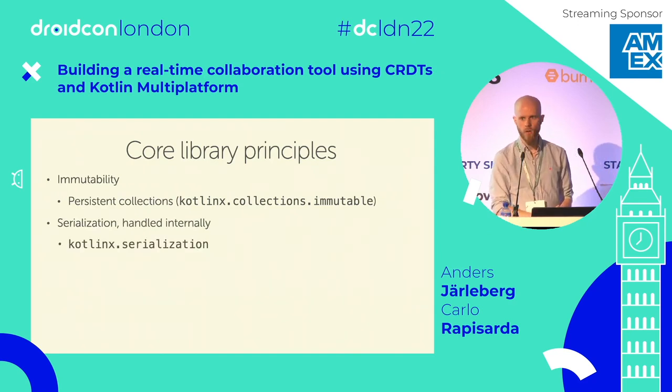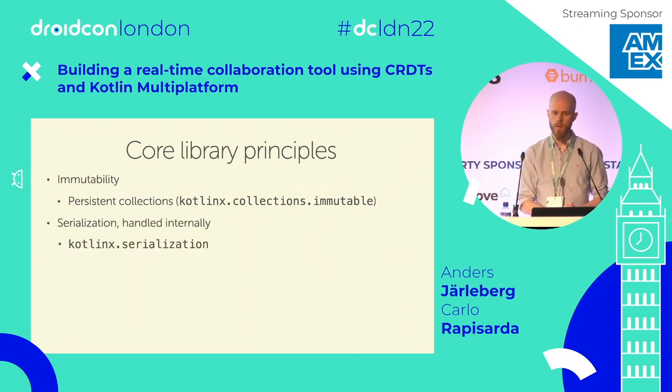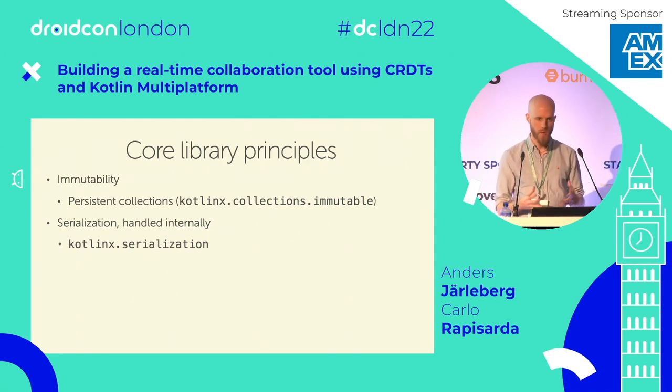We also handle all the serialization internally inside of the library, which was really helpful for us. We could keep all the messages and the formats opaque to the clients. We could change serialization strategy without anyone needing to know about it. We used Kotlinx serialization for this.